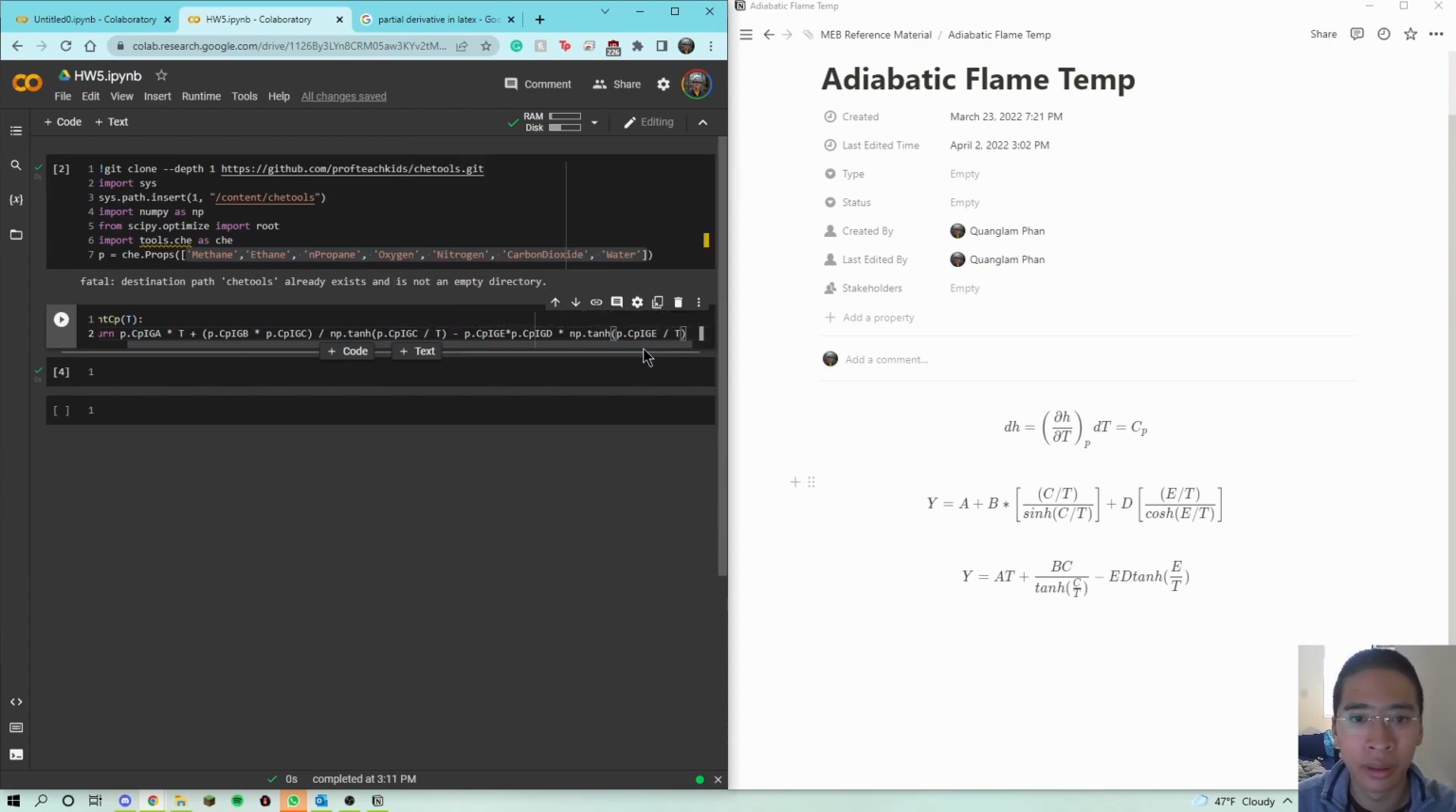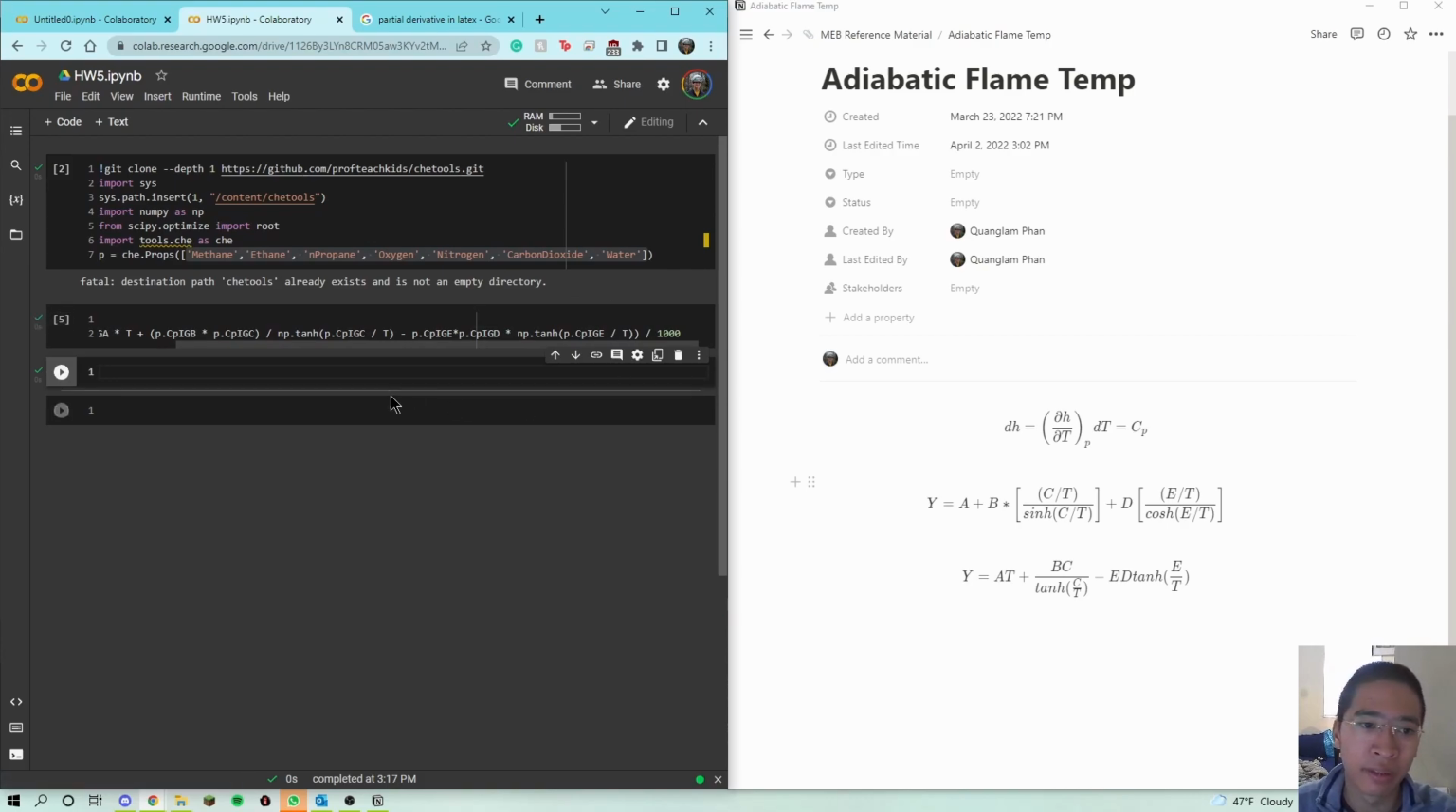over temperature. Okay, there's one more thing to note, and it's that this equation actually gives us units of kilojoules per kmol. Was that it? No, it's kilomoles. Okay, so what we want to do to account for that, because we want all of our units to line up, we divide everything by 1000. Okay, and you'll see why in just a second.